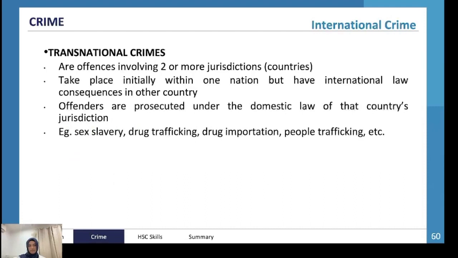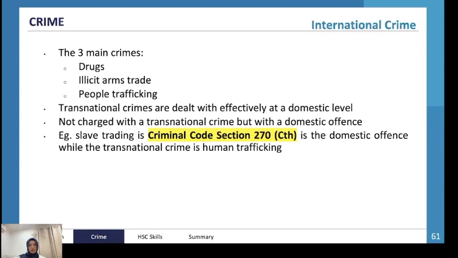Transnational crimes often involve two or more jurisdictions, so it takes place initially within one nation but then has international law consequences in another, whether that be slavery, trafficking, drug importation, or people trafficking as well. There are three main crimes that we look at. We've got drugs, illicit arms trade, and people trafficking. So transnational crimes are dealt with effectively at a domestic level, not charged as a transnational crime, but as a domestic offence. For example, slave trading under Criminal Code Section 270 Commonwealth is a domestic offence, whilst the transnational crime is human trafficking.